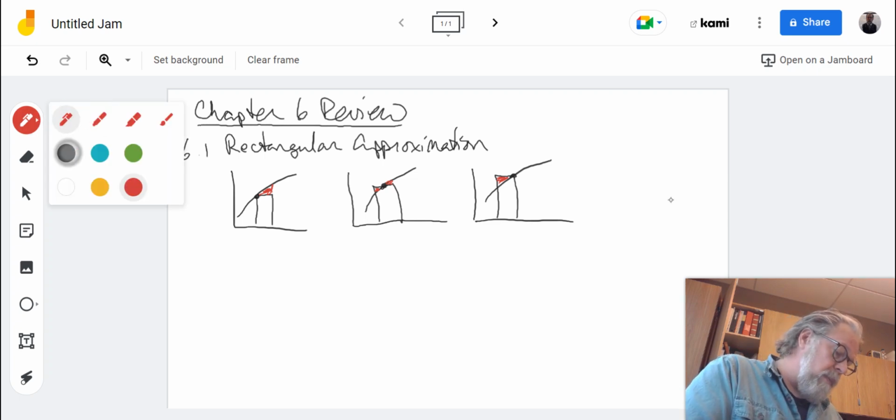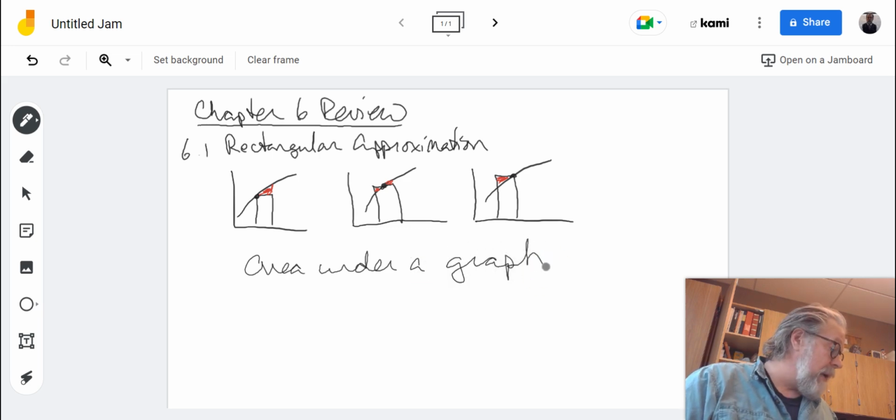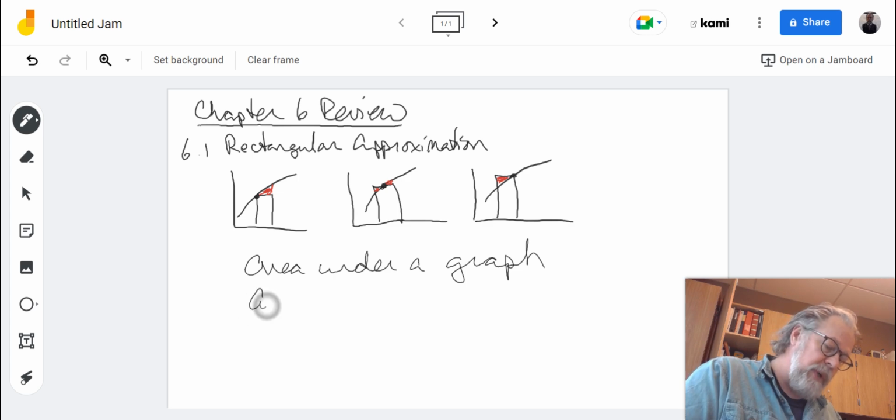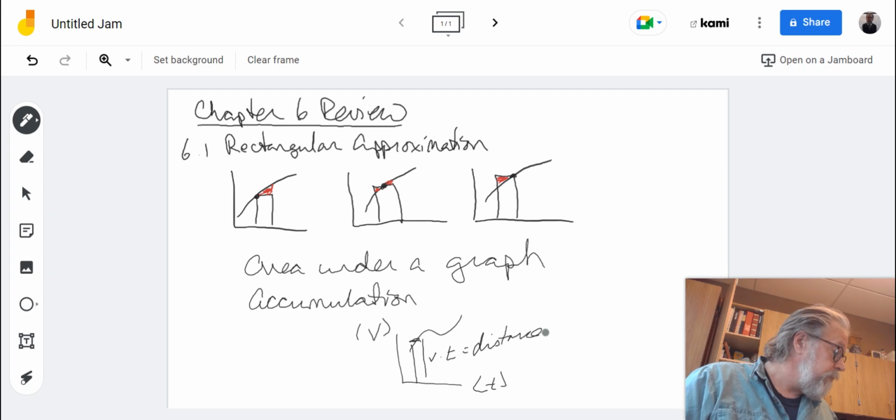What else do you need to know about rectangular approximations? Why do we do them? We're talking about the area under a graph. And remember that the area under a graph is an accumulation. So if you have a graph of velocity times time, the area under that graph, well, each of these rectangles is velocity times time, which is distance traveled. All right.